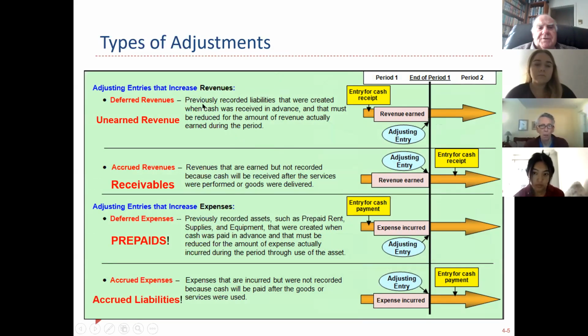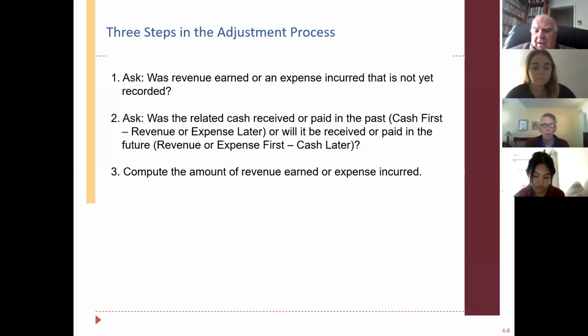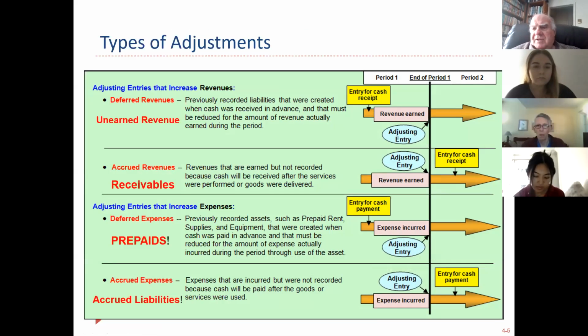Let's start with just the basic categories. Deferred. I'm going to give you the Bob Smagula definition. A deferred expense or a deferred revenue means money has changed hands, but nobody's done anything yet. I'll repeat that. Deferred. Money was paid in advance, but nobody's earned the money yet.